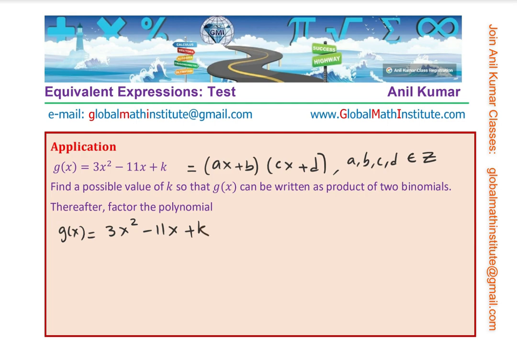Well, I hope you remember product and sum, right? So we are looking for two numbers whose product should be what? Product should be 3k, right? And the sum should be equal to minus 11. So when you add the two numbers, you get minus 11. Now, what could give you 3 times k? So we are looking for two numbers which when multiplied get 3k, and when you add them up, you get minus 11. Well, look for products of 3.